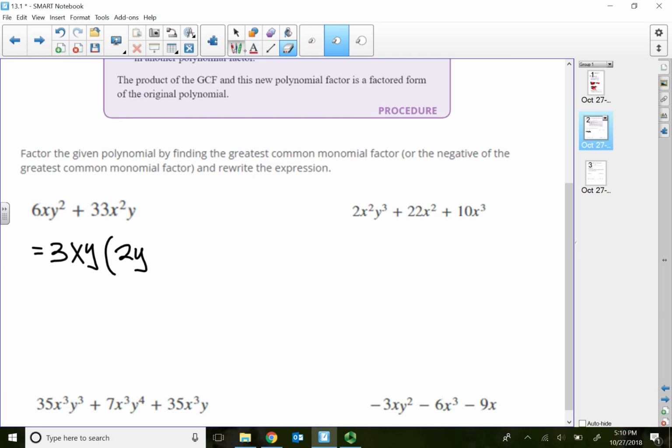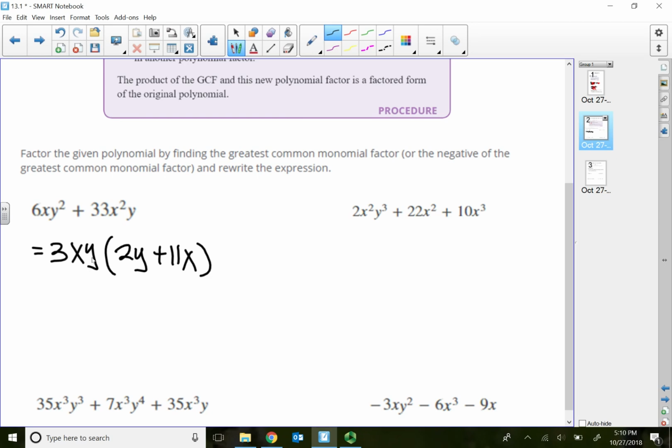Alright, let's do the second term. 3 going into positive 33 is positive 11 times. Take 1x to the outside, then 1 more x left for my 11. Take the only y to the outside, or y going into y exactly 1 time, so no y left for my 11x. So that's it. My answer: 3xy times (2y plus 11x). This is called factoring out the greatest common factor.